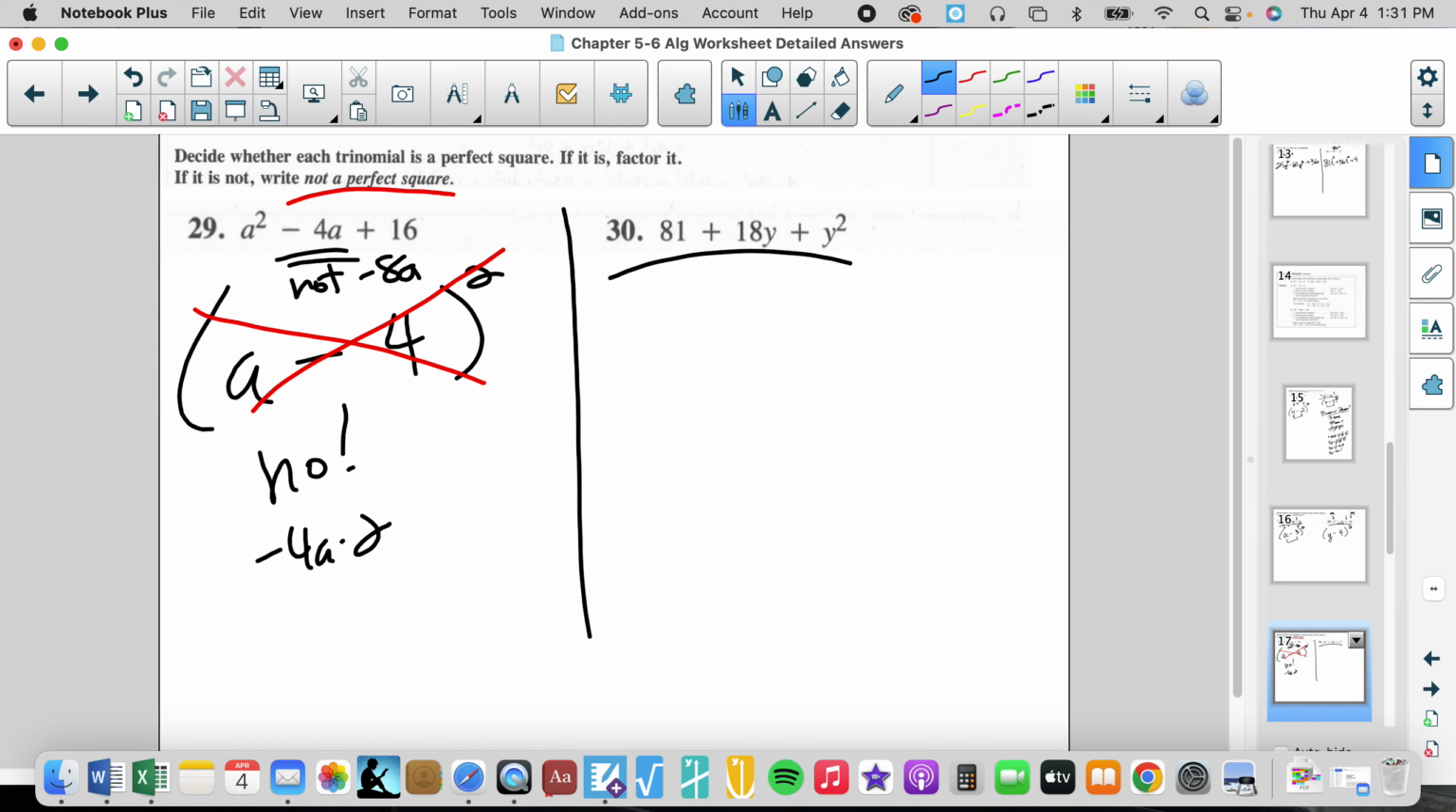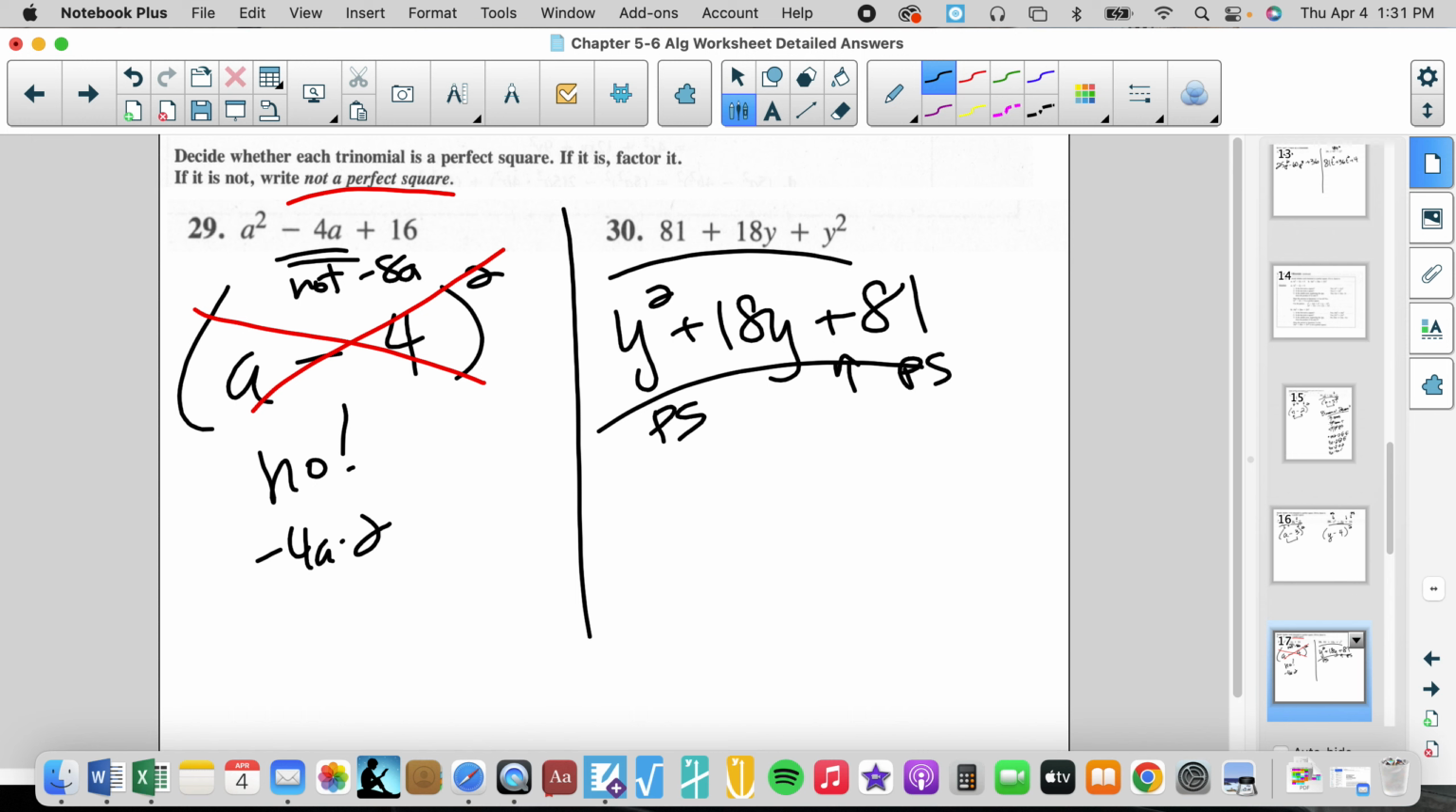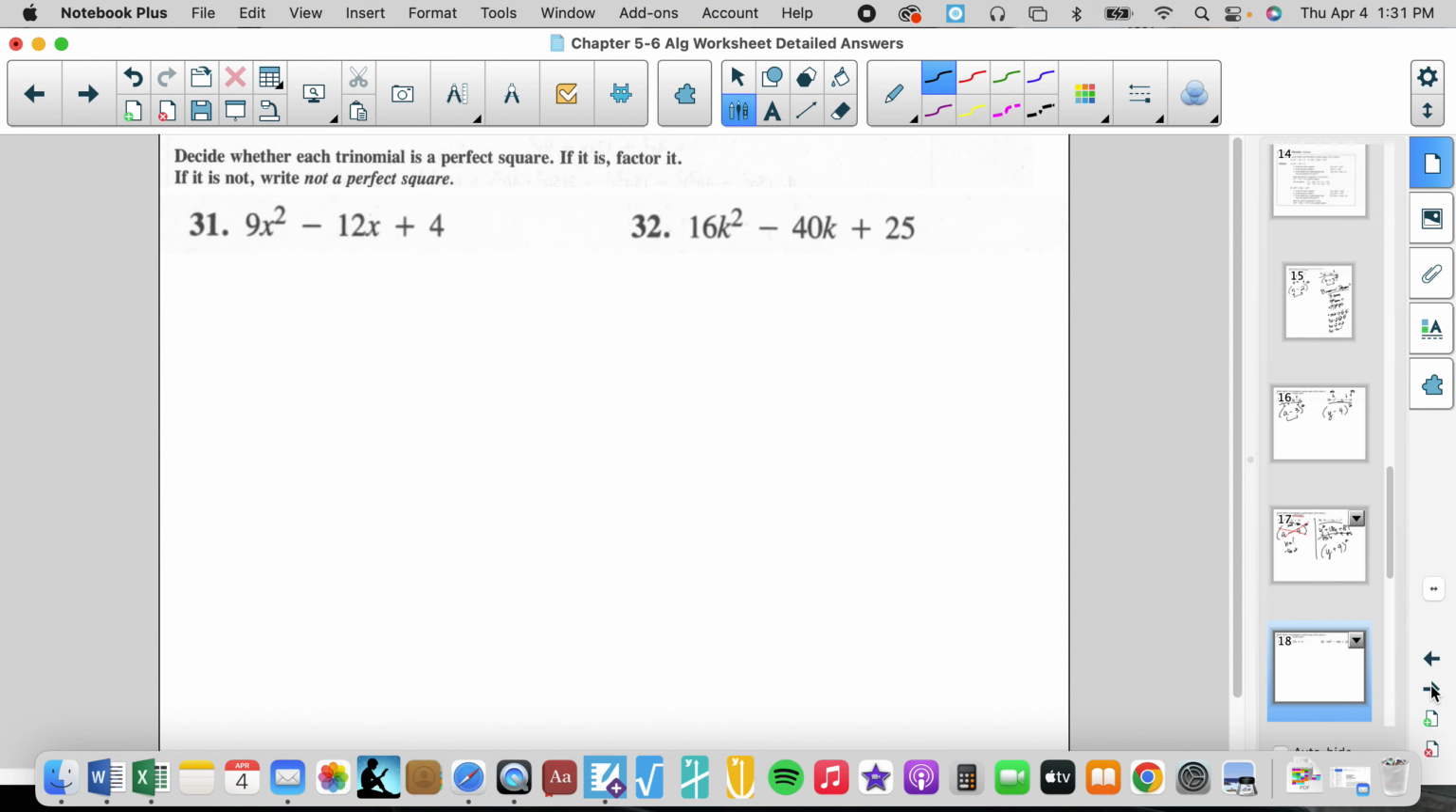Okay. Three terms, yes. Again, here we are, not in standard form. I'm going to write it in standard form. I'm a stickler. Three terms, yes. Third term positive, yes. Perfect square first, perfect square third, yes. I'm going to take the square root. I'm going to take the square root. I'm going to bring down that sign. Does y times 9, doubled, equal 18? Yes. So it is a binomial square.